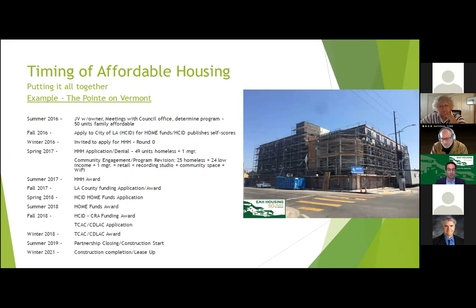So as you can see from this project, we initially conceived this as family affordable housing, but we were denied funding from the city of LA. We came back to the city of LA in their first round of HHH funding as a 100% homeless project. And we again ran into troubles because politically and the neighborhood in general wasn't interested in a 100% homeless project. So we went back to the drawing board again. We did community outreach, we did political outreach, and we arrived at a solution that was 50% of the units for formerly homeless, 50% for low income.